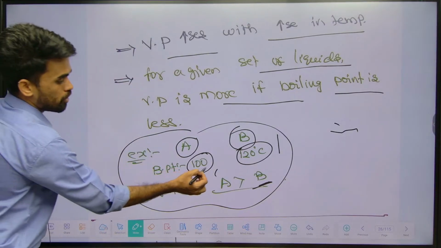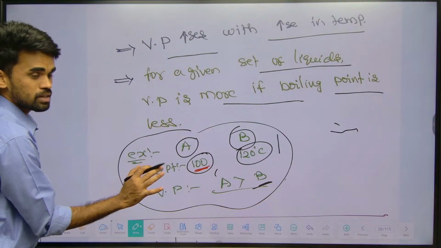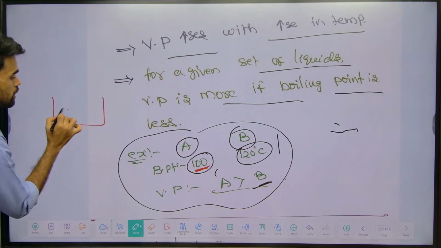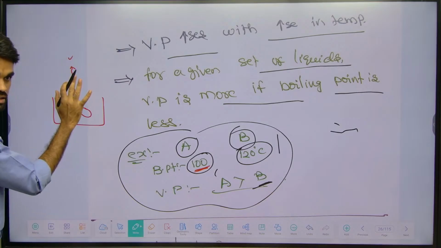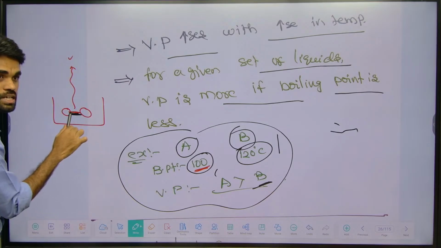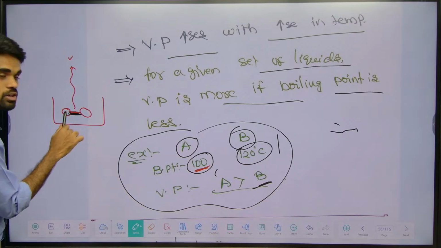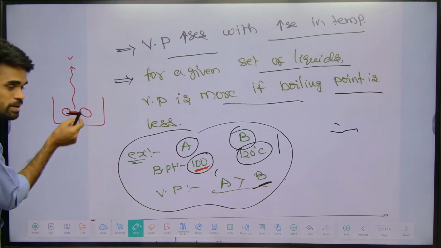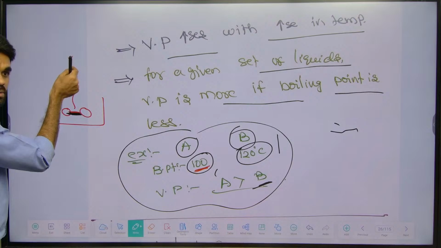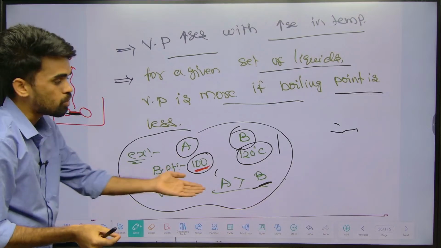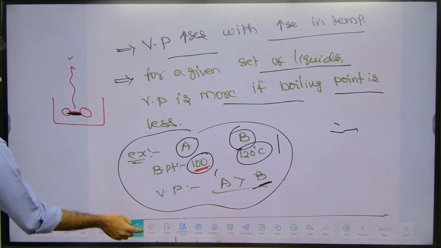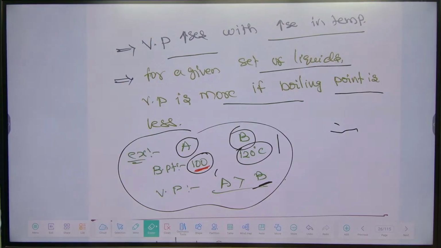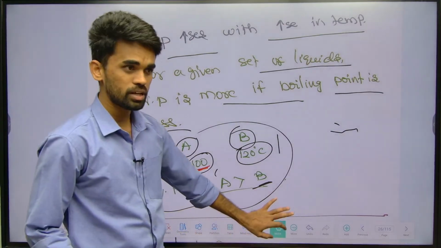See, boiling point is more means what does it mean? Energy required to convert this liquid into vapors is difficult. It means more intermolecular forces are there. So if more intermolecular forces are there, they will be in the liquid state only. They won't convert into vapors. Right? Yes or no? So more boiling point, low vapor pressure. Okay, done. Over up to here everyone.